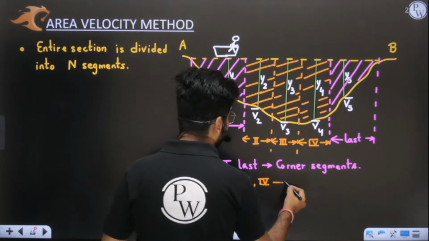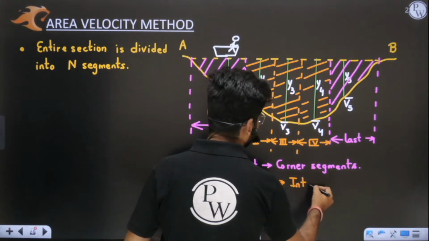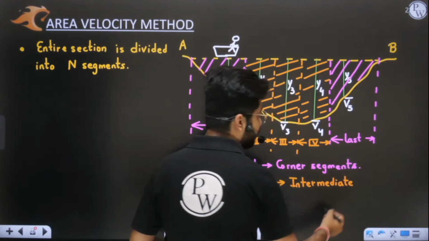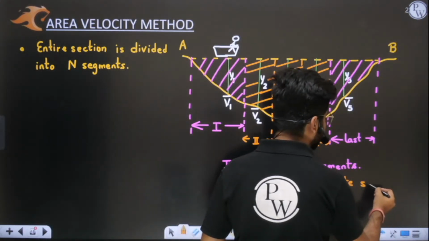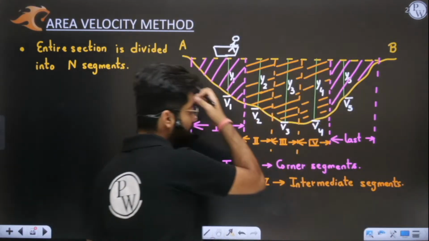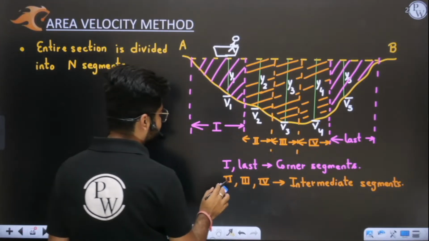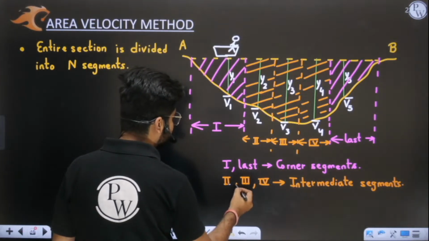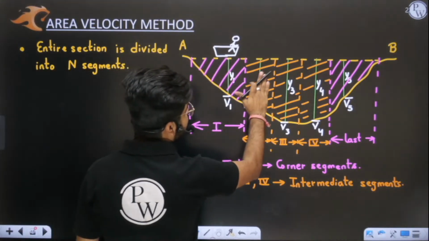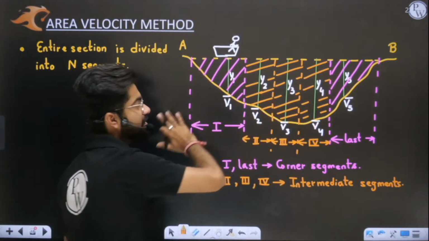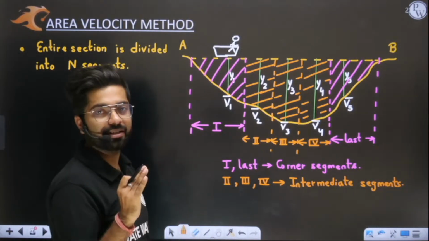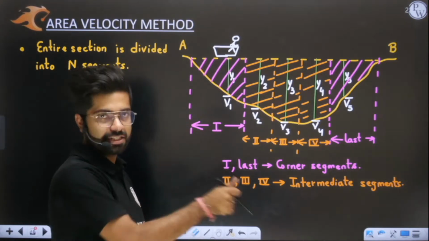Is this clear? Now the question arises, why are we doing this? Listen very carefully, you will get the entire concept. This question has been asked in the GATE examination. These are my intermediate segments. Now what I have to do is find the discharge in each and every segment, and at last I will sum up all the discharges to get the combined discharge through this entire section.